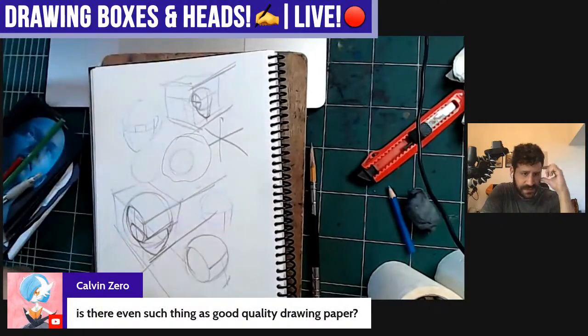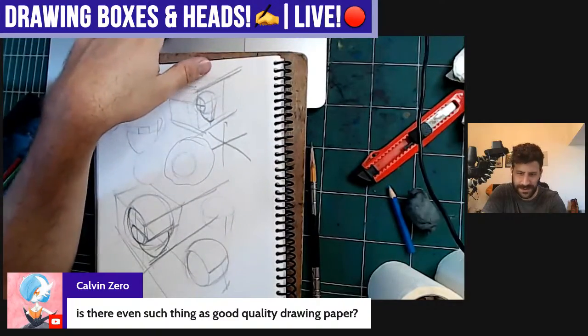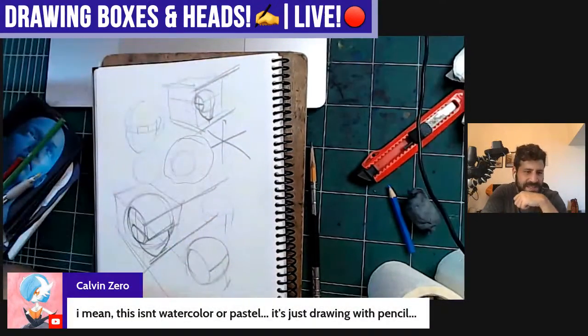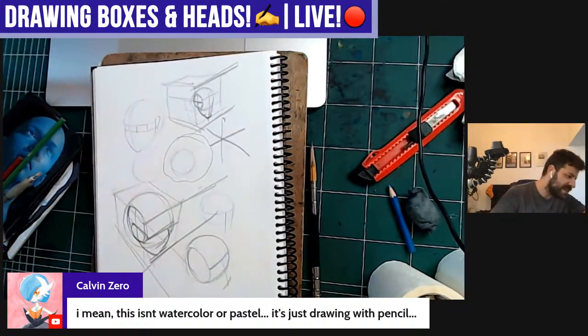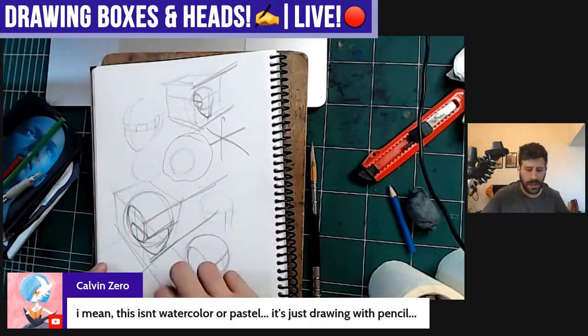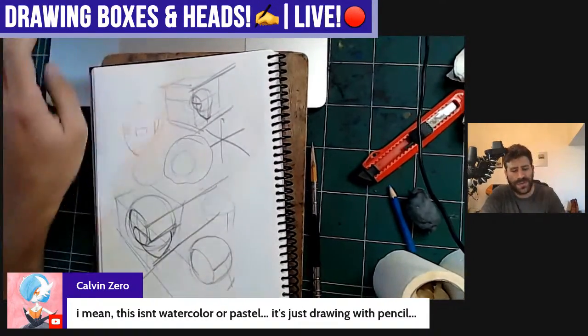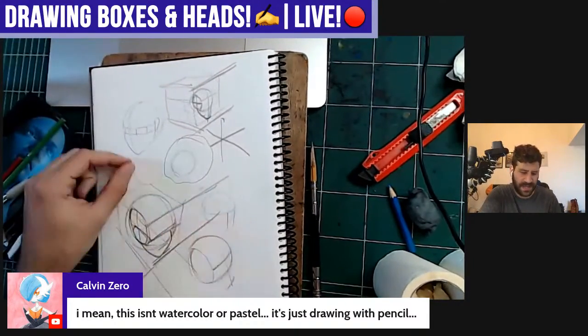Calvin asks, is there even such a thing as good quality drawing paper? Yeah, there is, Arsh. Saunders Waterford, Strathmore, maybe. I mean, this isn't watercolor or pencil. Oh, yeah, okay. For pencil, yes, there is a kind of good paper. You just want it to be thick enough. And also, this paper is not good for ink because the ink will bleed.